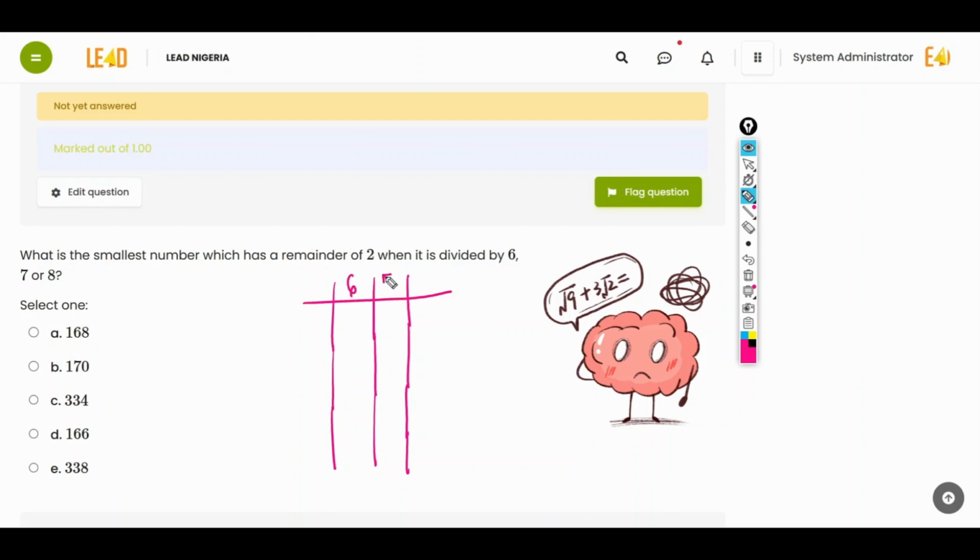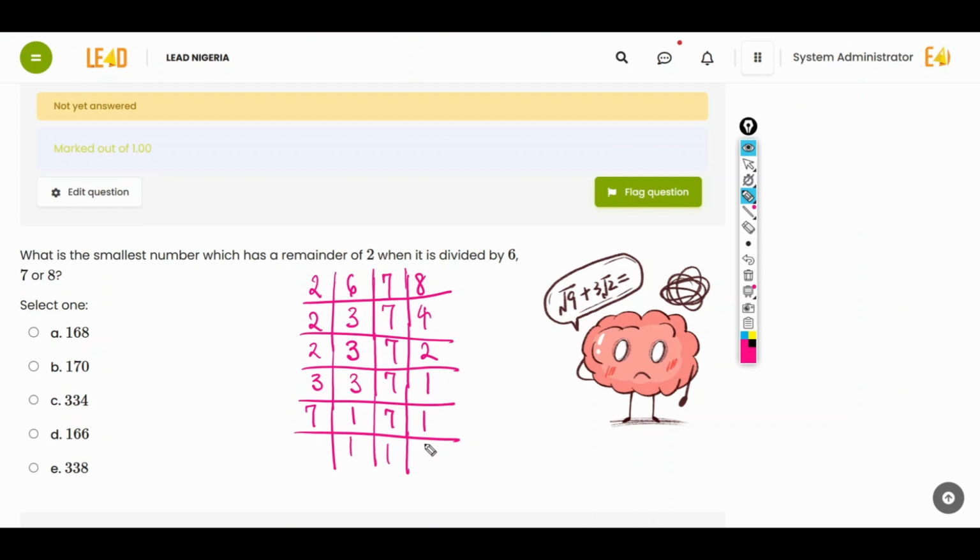6, 7, 8. Okay, so we can begin with 2. 2 in 6 is 3. 2 in 7 doesn't work. 2 in 8 is 4. We can work with 2 again, and 7 doesn't work. 3 doesn't work. 7 works. 2. Good. We can use 2 one more time, so we'd have 3, 7, 1. Now we can use 3. We'll have 1, 7, 1, and finally 7, we'd have 1, 1, 1.